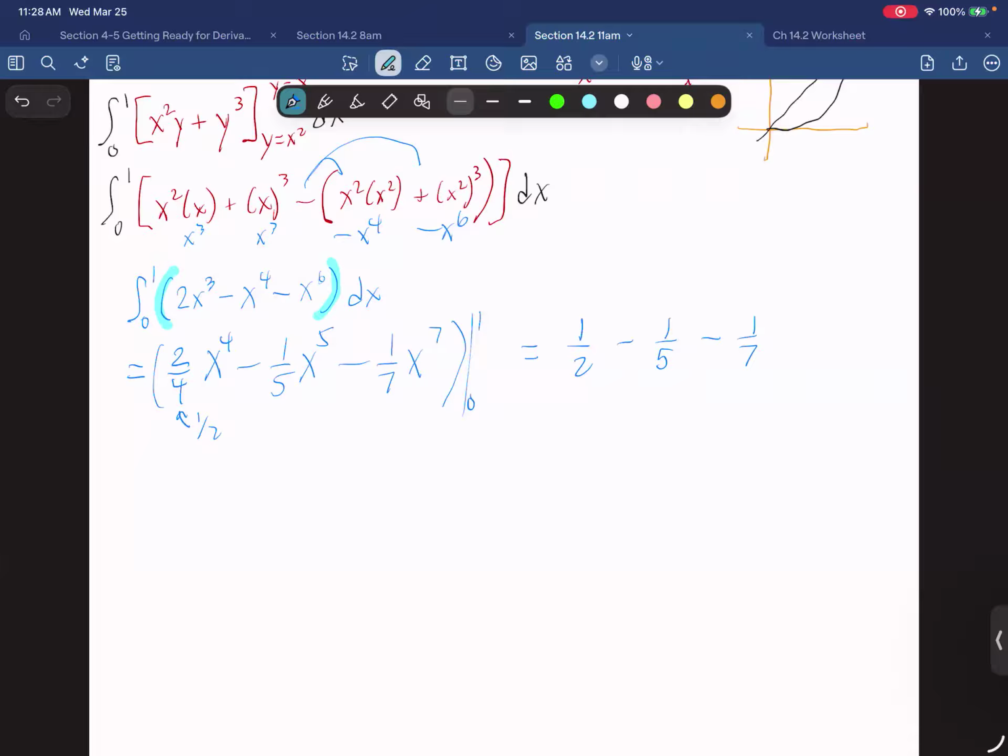Get a common denominator. We have to multiply these all together, which would give us 70 on the bottom. This needs a 7 times 5. This needs a 2 times 7. This needs a 2 times 5. I get 35 minus 14 minus 10 over 70, which is 11 over 70.